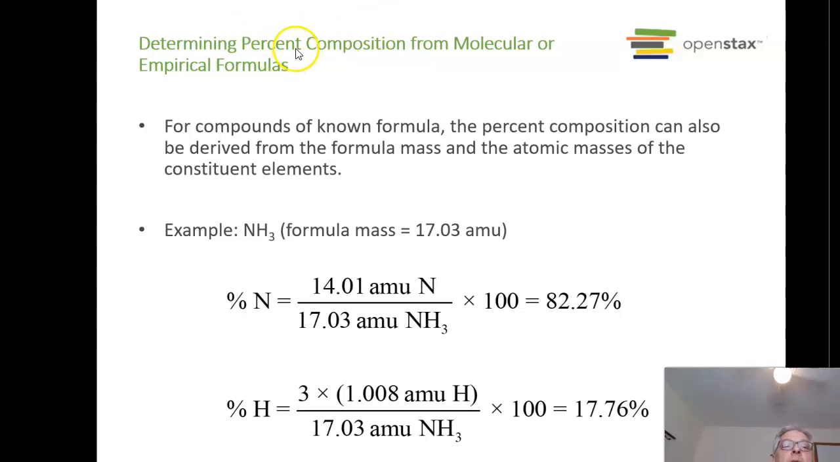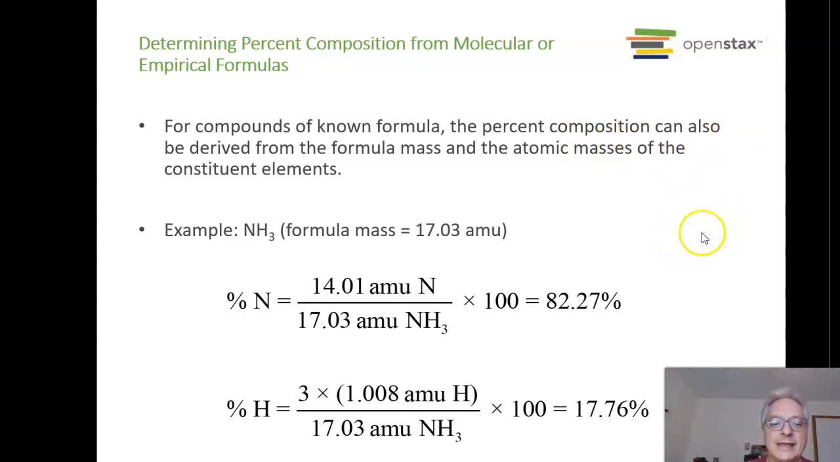It says here, determining percent composition from molecular or empirical formulas. It's really, really straightforward. If you are able to do that percent composition, it's easy. So let's review that a little bit. If I've got a simple compound like NH3, we know I have 1 nitrogen and 3 hydrogens, okay? And the formula mass is 17.03 AMUs. Nothing big there. Again, also don't forget that's the same as grams per mole, so 17.03 grams per mole.